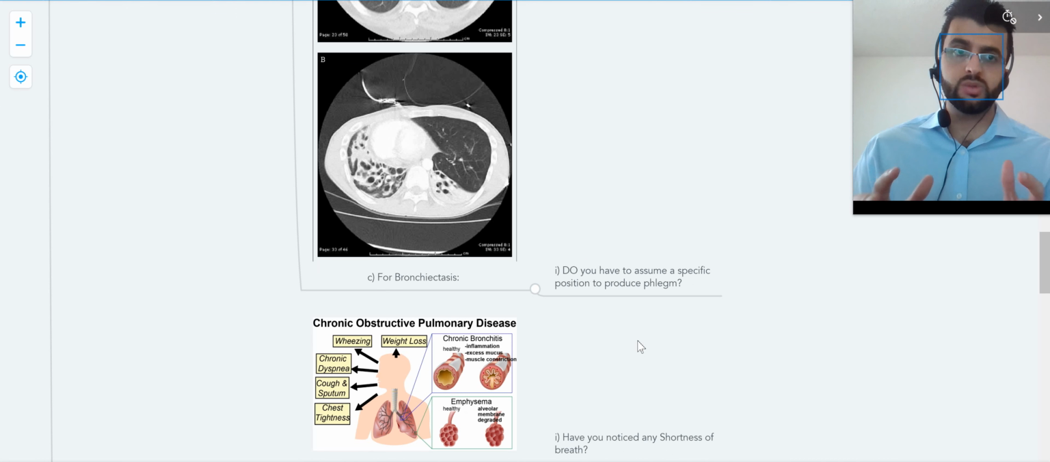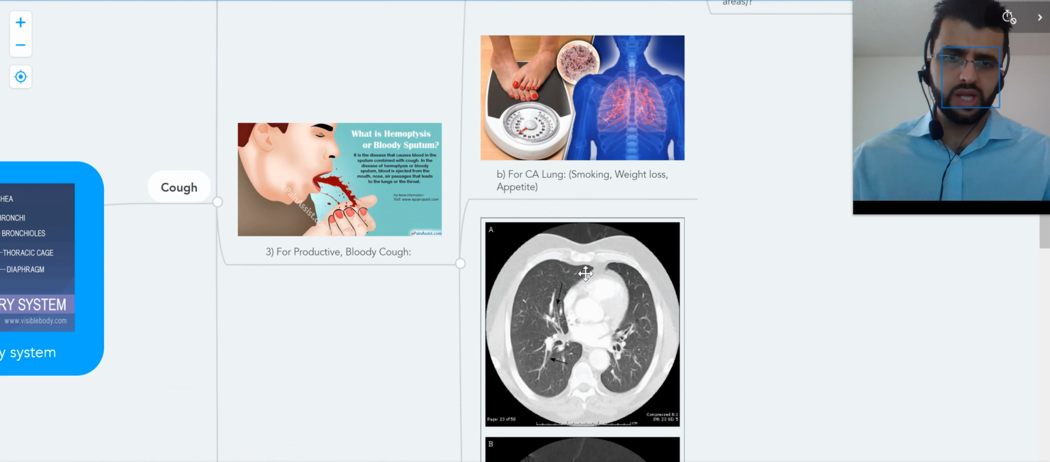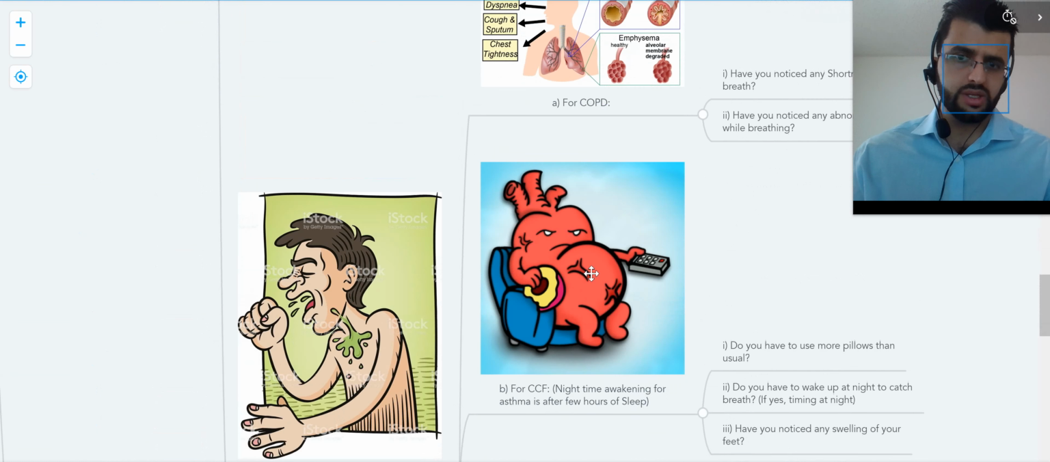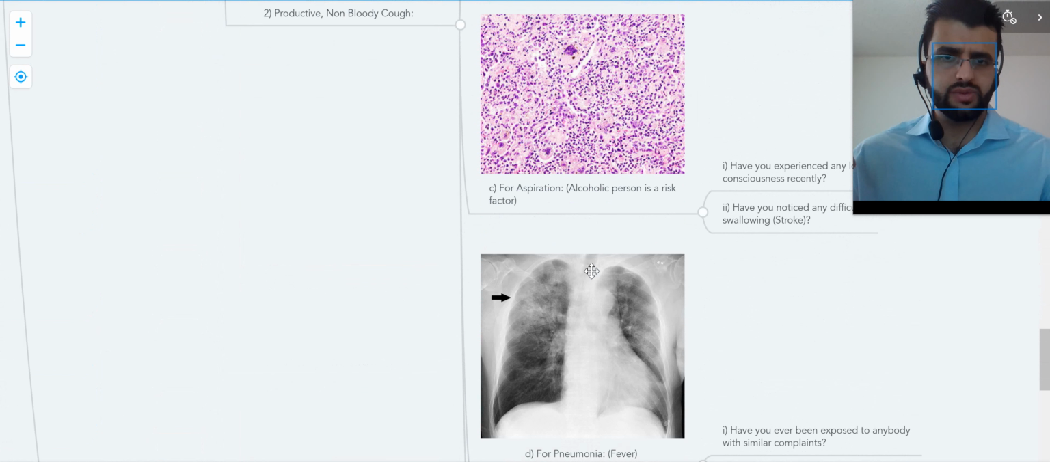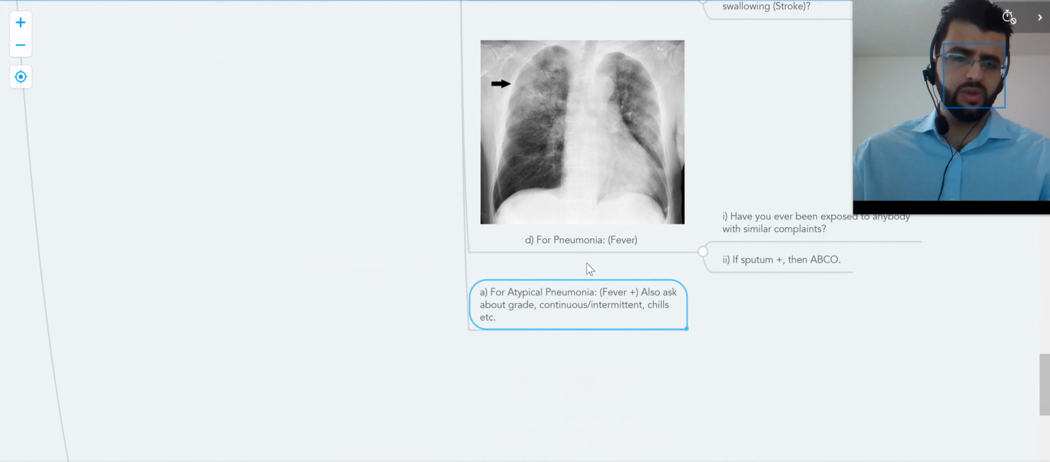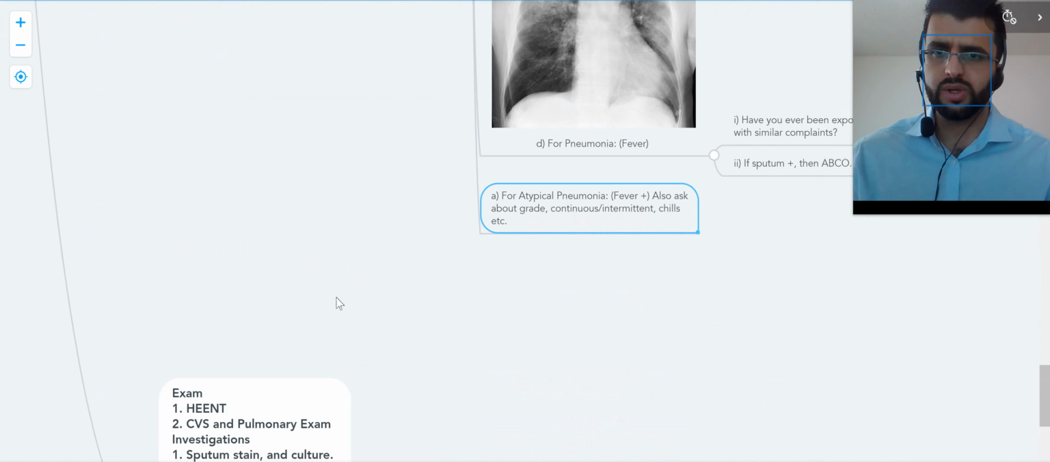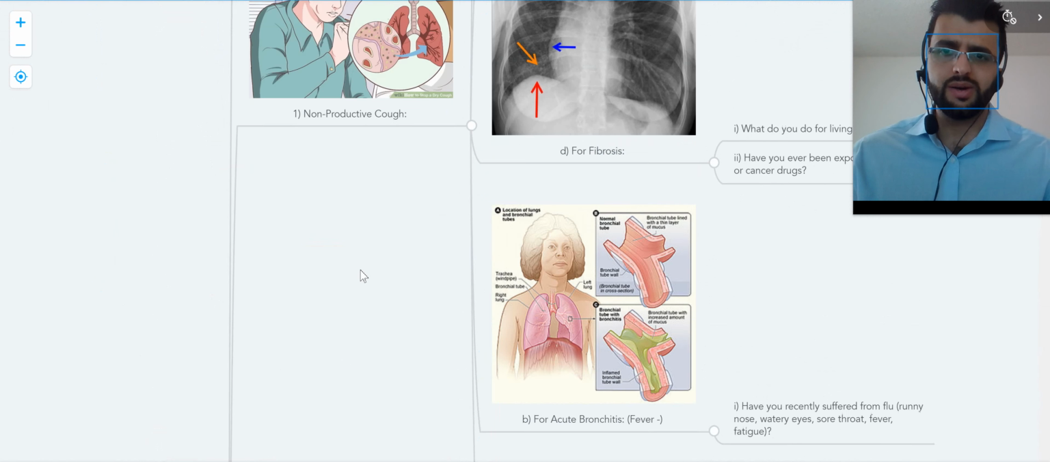Okay, so in summary, cough, we have three things. If it's non-productive, could be GERD, medication, fibrosis, acute bronchitis, asthma. If it's bloody, then it's TB, lung cancer, bronchiectasis. If it's non-bloody productive, COPD, CHF, aspiration pneumonia, whether it's aspiration or just general community acquired or atypical pneumonia. And this is the cough.